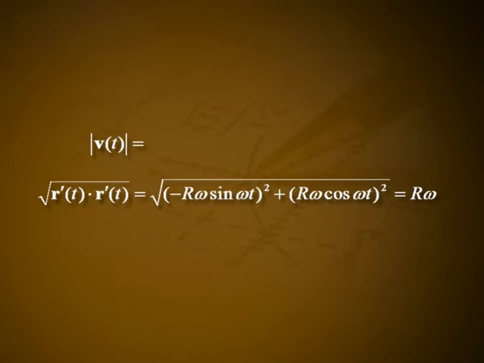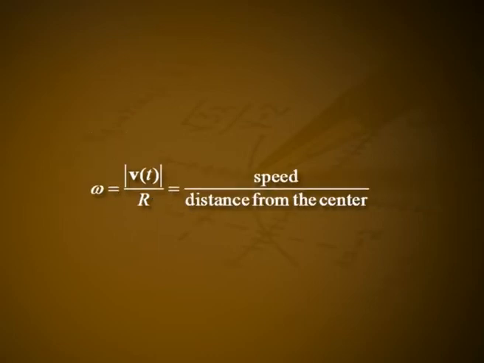Hence, modulus of v of t equal to root of r dash of t dot r dash of t, which is equal to square root of minus r omega sin omega t square plus r omega cos omega t square, which is equal to r omega. Omega equal to modulus of v of t by r, which is equal to speed by distance from the center. So, that omega is called the angular speed.